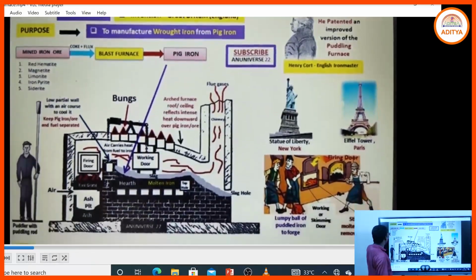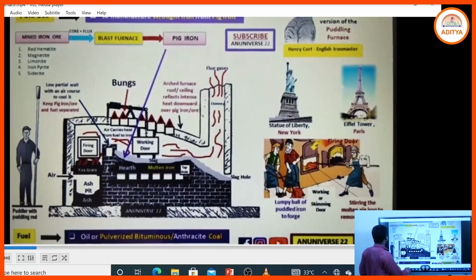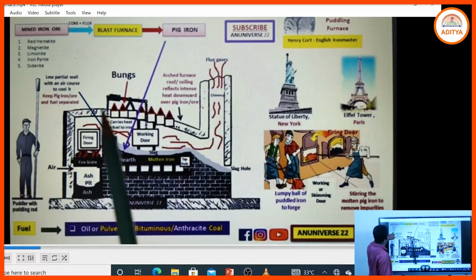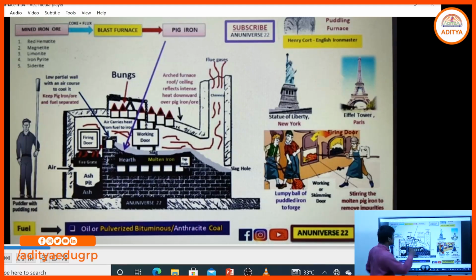After that, the main component of the furnace is mined iron ore. Here we use red hematite, magnetite, limonite, iron pyrite and siderite. We use that type of mined iron ore and mix it with coke and flux. Then it is used in the reverberating furnace and converted into pig iron.